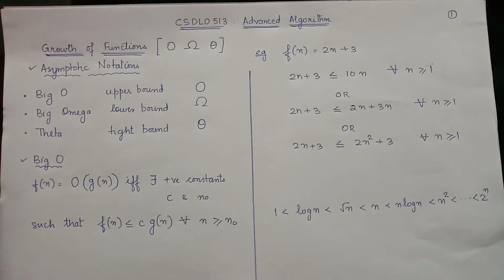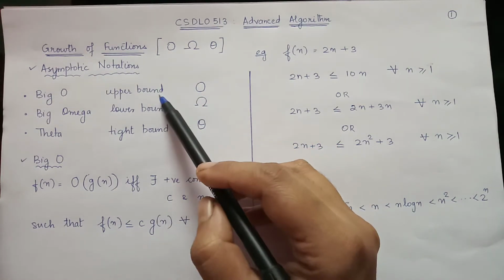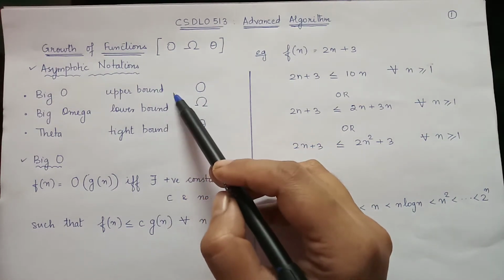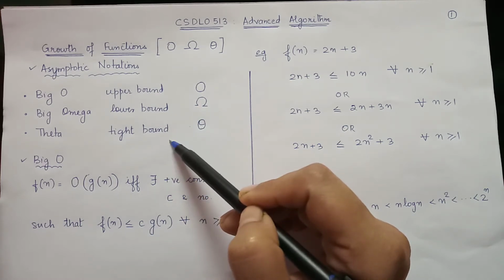Asymptotic notations. Asymptotic notation is a method to describe the limiting behavior of time functions. We have three types of asymptotic notations: Big O, which determines the upper bound, big omega, the lower bound, and theta, the tight bound.